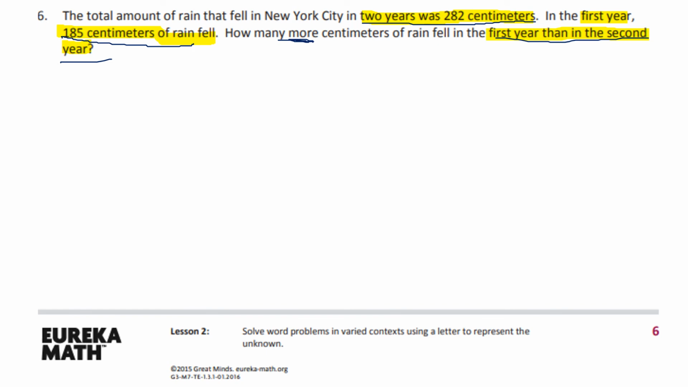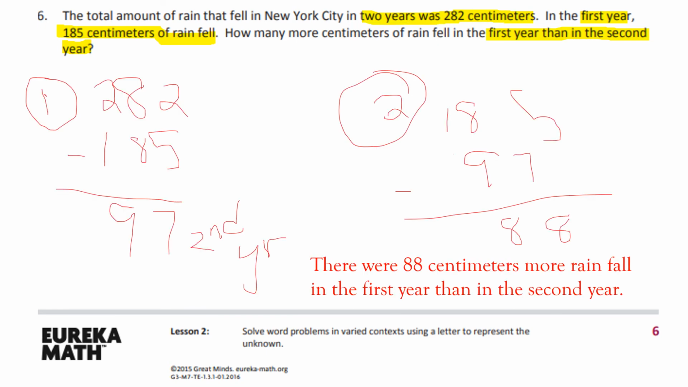All right, we're going to go over the answer. So as you can see, this was a two-step problem. What we're going to do is do 282 minus 185. Why? 282 is the 2 years. 185 was the first year. So that gives me 97 centimeters of rain for the second year. Then I'm subtracting my second year from my first year, which gives me 88. So there were 88 centimeters more rain in the first year than in the second year.